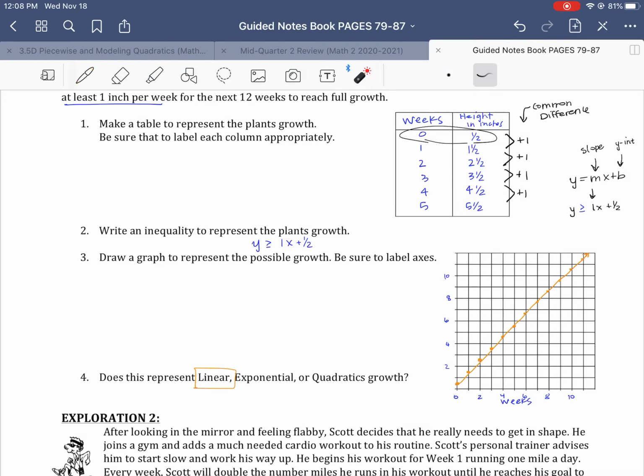Okay, so all of these things denote linear growth. A common difference, adding or subtracting the value, that form mx plus b, so that degree of 1, and then a straight line makes a linear function.